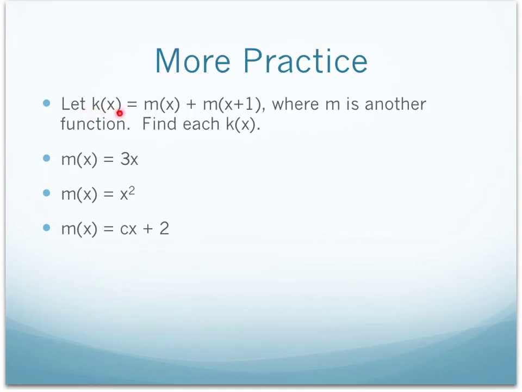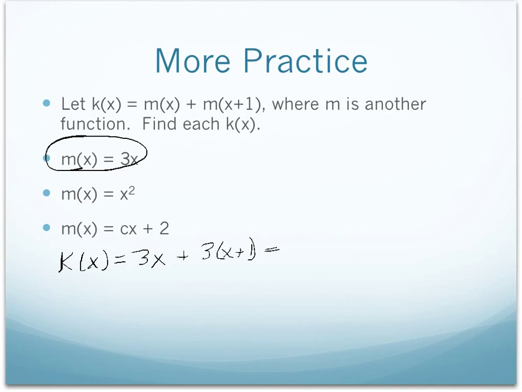Here we have a really odd function. K of x is going to equal m of x plus m of x plus 1, where m is another function, and we want to find each value of k of x. So, what we're going to do here is if m of x equals 3x, what's k going to be? Well, k of x will equal 3x, because m of x is 3x, and m of x plus 1 is going to be 3 times x plus 1. So this will just be 3x plus 3x plus 3, which is 6x plus 3. So k of x is 6x plus 3 in this situation.